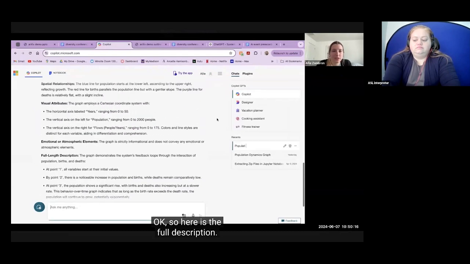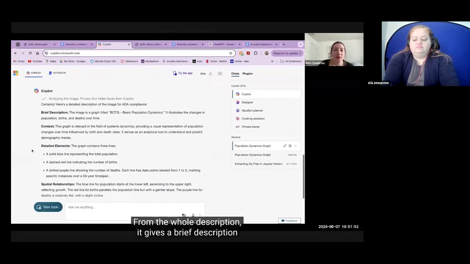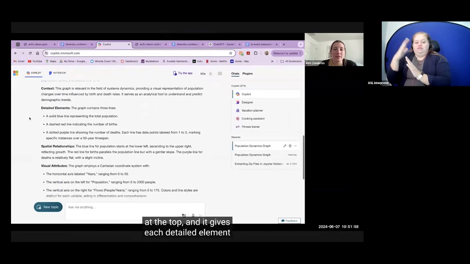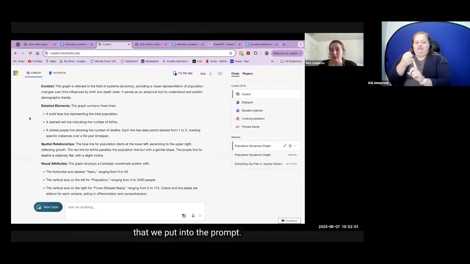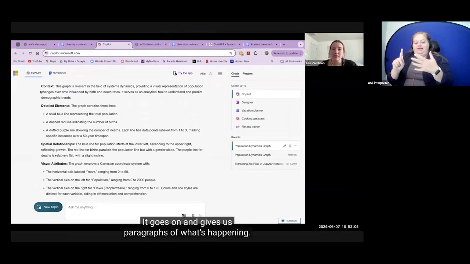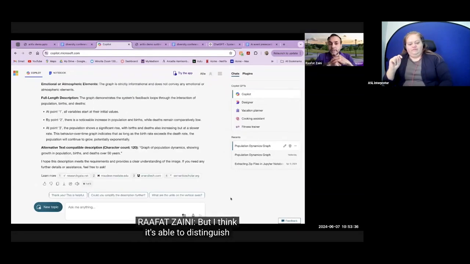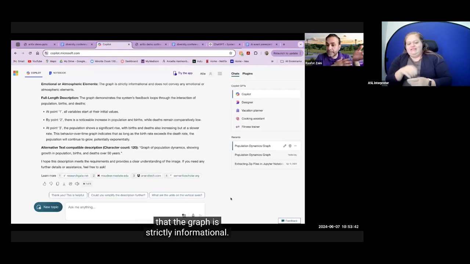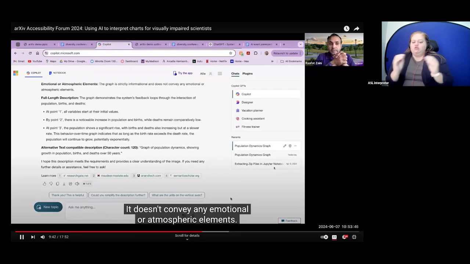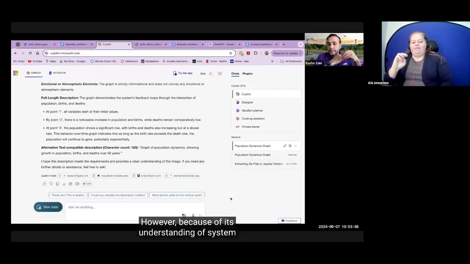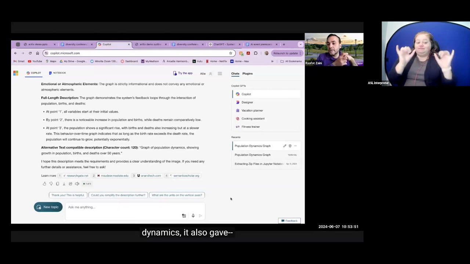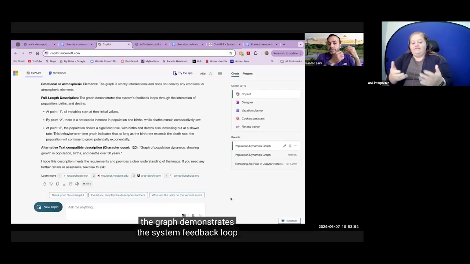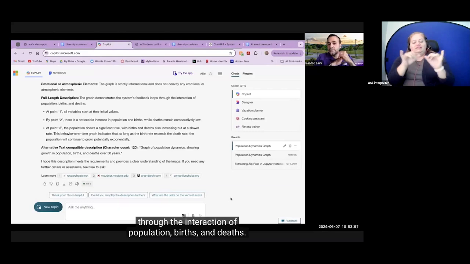Okay, so here is the full description. From the whole description, it gives a brief description at the top, and it gives each detailed element that we put into the prompt. It goes on and gives us paragraphs of what's happening. But I think it's able to distinguish that the emotional or atmospheric elements, that the graph is strictly informational. It doesn't convey any emotional or atmospheric elements. However, because of its understanding of system dynamics, it also gave, like, the graph demonstrates a system feedback loop through the interaction of population, births, and deaths.